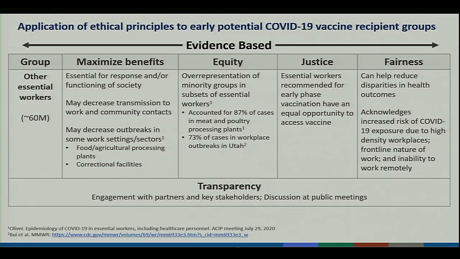Under fairness, the vaccination of essential workers could help reduce disparities in health outcomes based on the inequities discussed. And it also acknowledges the increased risk of exposure due to work and the inability to work remotely. And transparency remains a foundational principle. Next slide.